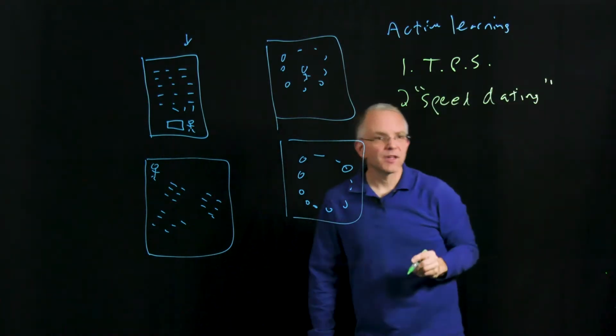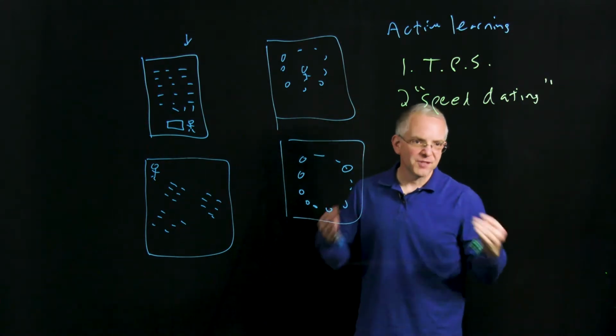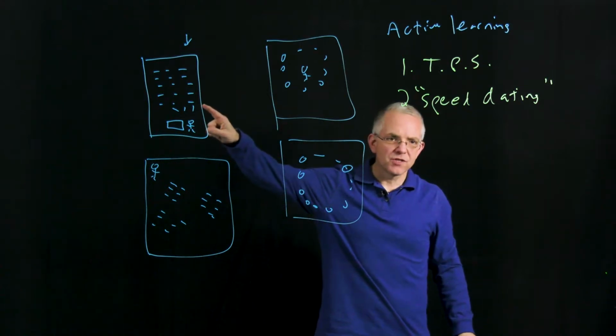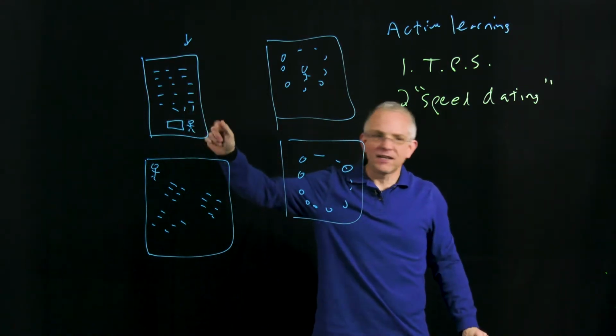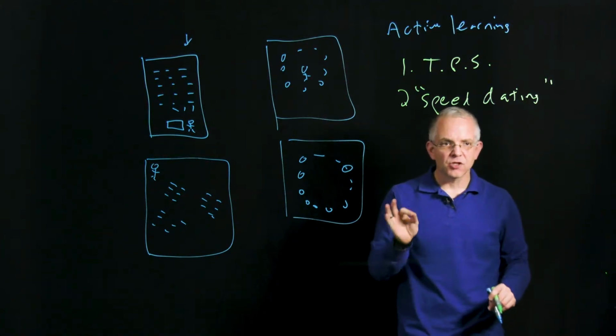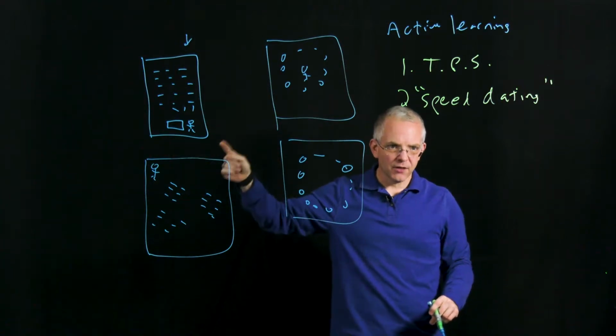You can also engage in something called speed dating, which many of you know about from movies and TV shows. But in the academic setting, what you do is you have students sit one on one side of the desk and another student on the other side of the desk, and you give them a very short amount of time to talk about a focused idea.